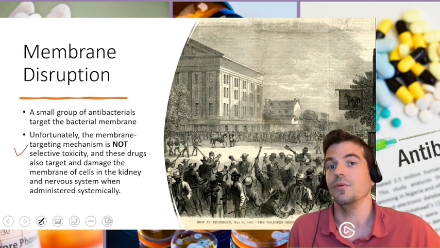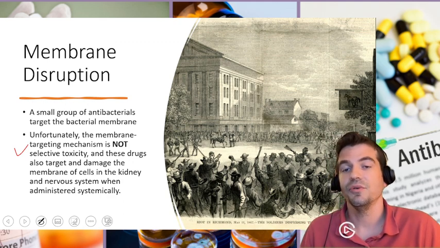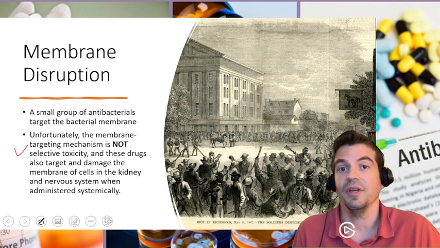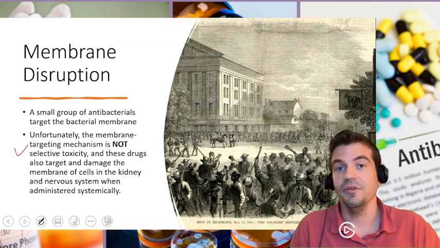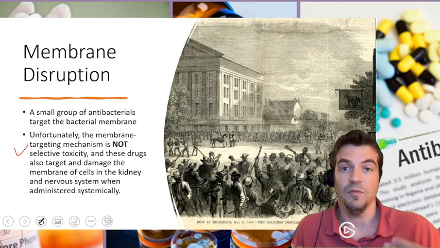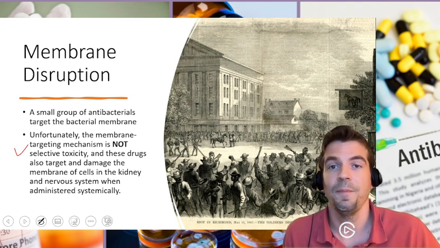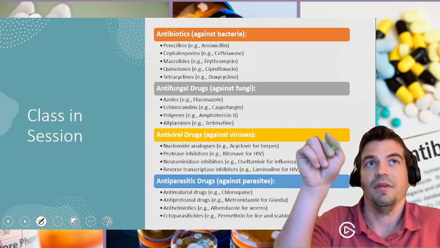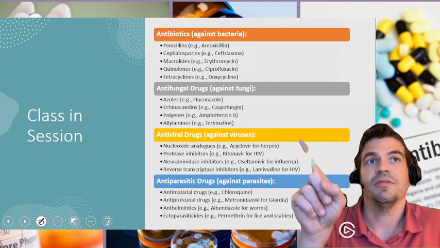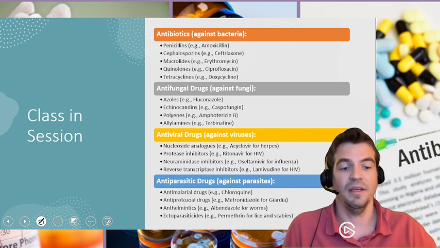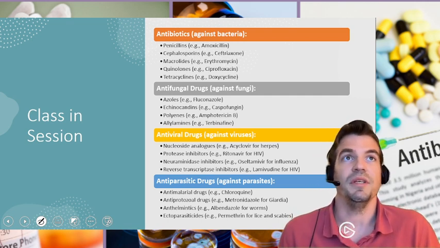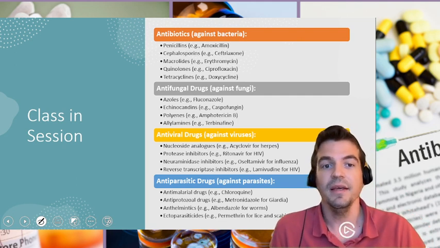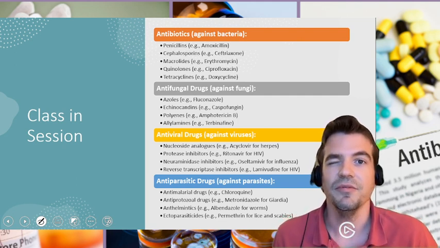Okay, so even though we have all these drugs, we need to take into account a lot of different factors, not just the drug and the bacteria, but also the patient's past and what else the patient can take. So we get to this fancy list of antibiotics, antifungal drugs, antiviral drugs, and antiparasitic drugs. You might be wondering how you're going to memorize all of these. You don't really have to memorize them. You can get a good feeling for them.